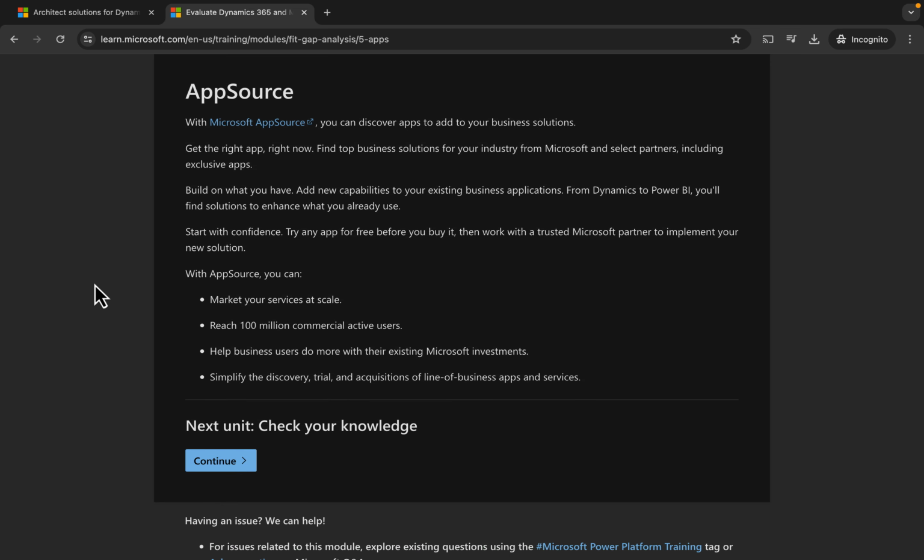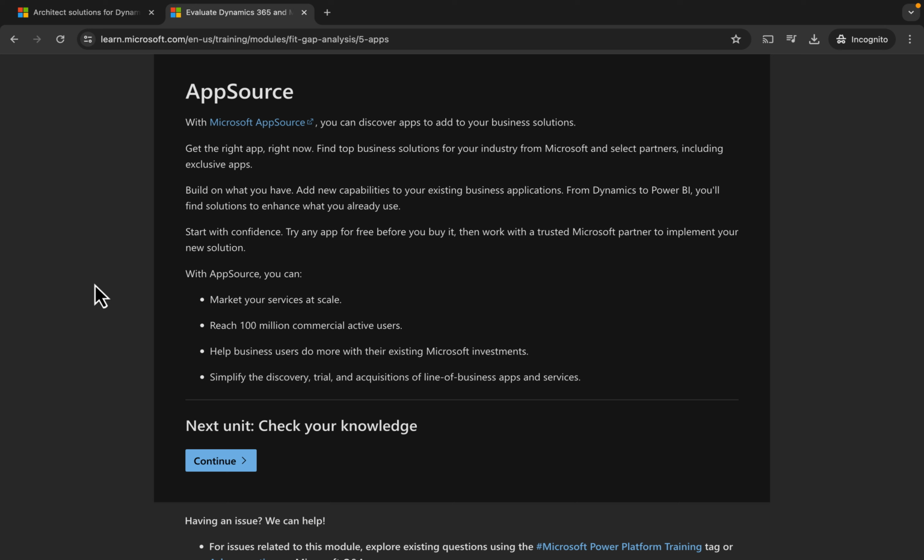AppSource. With Microsoft AppSource, you could discover apps to add to your business solutions. Get the right app right now. Find top business solutions for your industry from Microsoft and select partners, including exclusive apps. Build on what you have. Add new capabilities to your existing business applications. From Dynamics to Power BI, you'll find solutions to enhance what you already use. Start with confidence. Try any app for free before you buy it. Then work with a trusted Microsoft partner to implement your new solution.